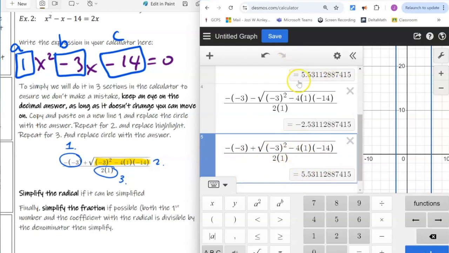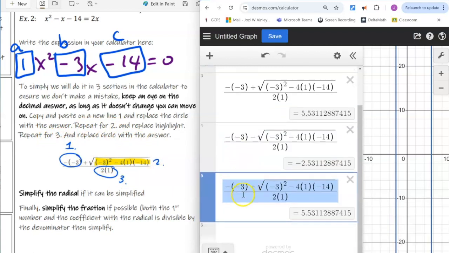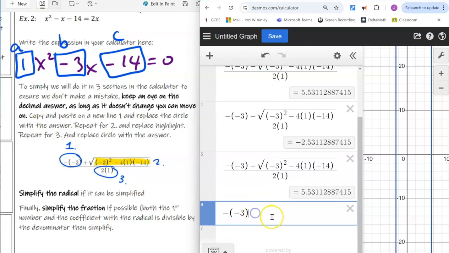Okay, so remember, math is cumulative. So now we're going to play cards and just do some order of operations. All right, so copy and paste line 1 and replace the circle with the answer. Okay, so we're going to replace this with the answer. Repeat for step 2 and then repeat for step 3 and replace the circles in the answer. All right, so we're just doing this over and over. All right, so I first need to do step 1 right here. We're going to copy that and we're going to put it exactly like that and let the calculator tell us what it is. So what is a negative times a negative?